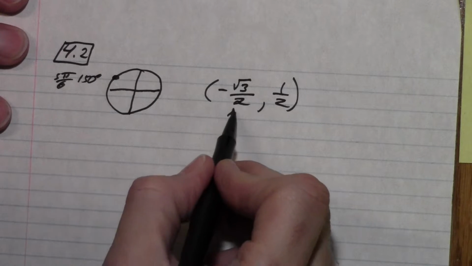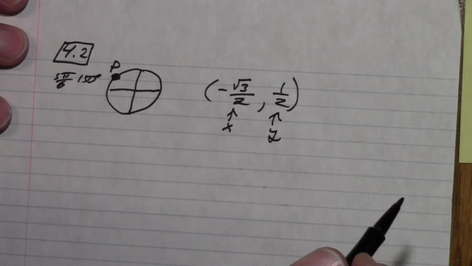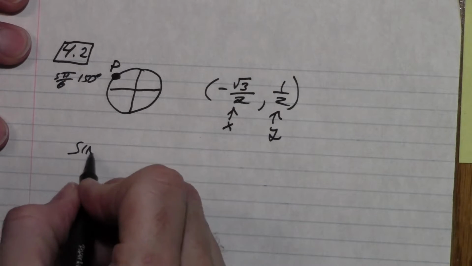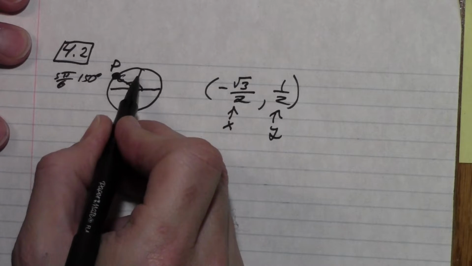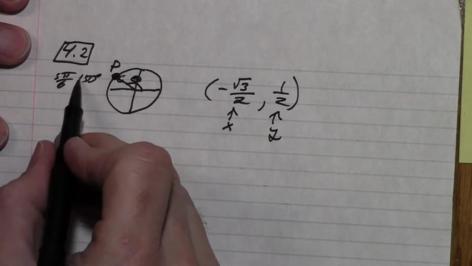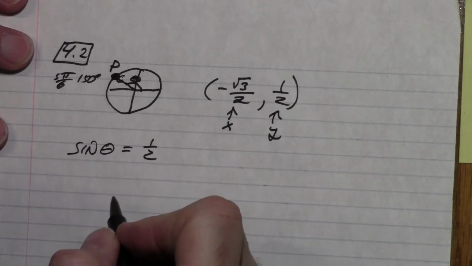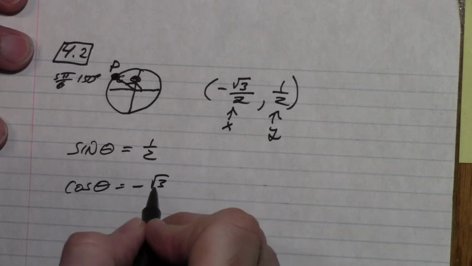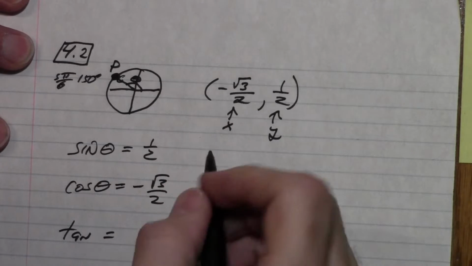But what we're interested in is the fact that that's the x value and that's the y value for this point P. So that tells us certain things. That tells us what the sine of the angle theta is. The sine of theta, or 150 degrees, or 5 pi over 6 in this case, is 1/2. The cosine is automatically that x value, negative square root of 3 over 2. And from those we can derive the other four.